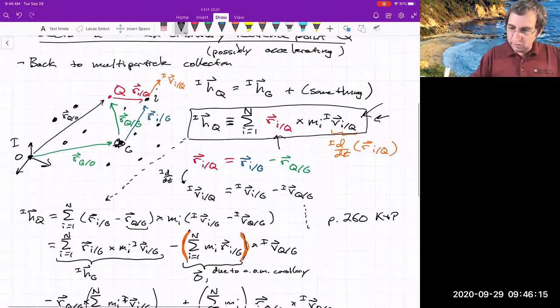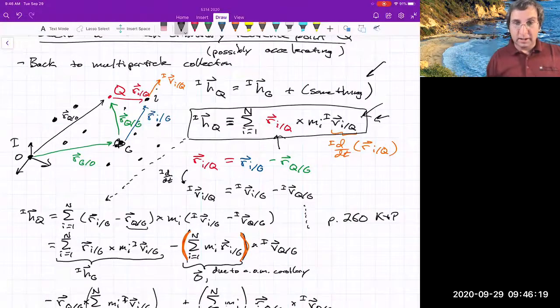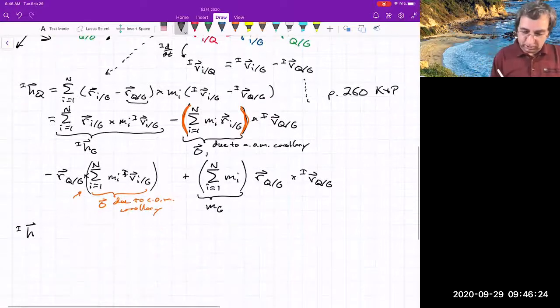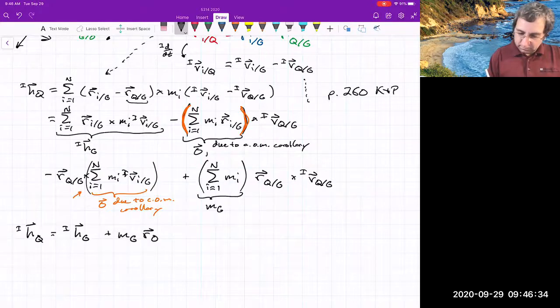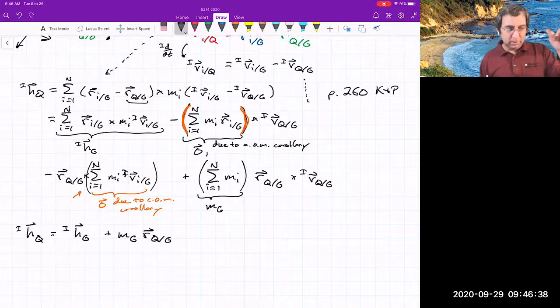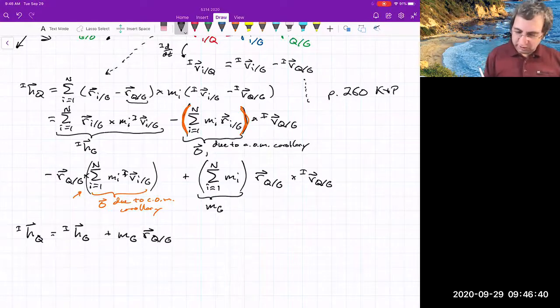Remember what we were looking for? It's this thing up here in the upper right. We wanted I_HQ equals I_HG plus something, and that's exactly what we get. What is that something? It's the total mass times this location of the point Q with respect to the center of mass cross the inertial derivative of that position.